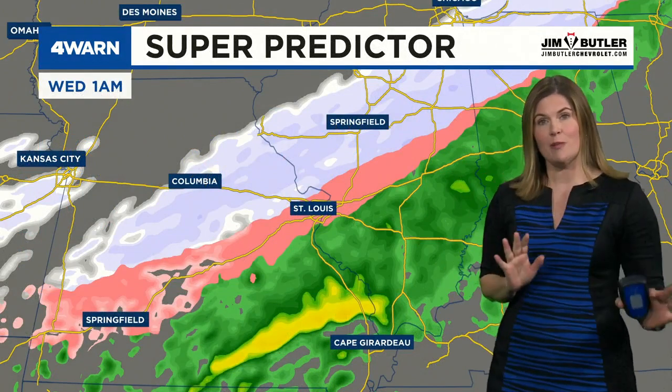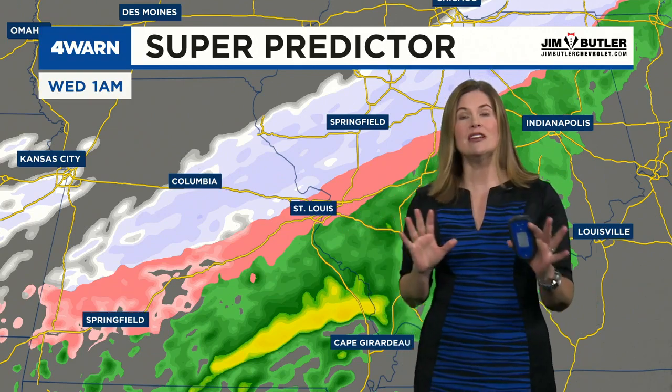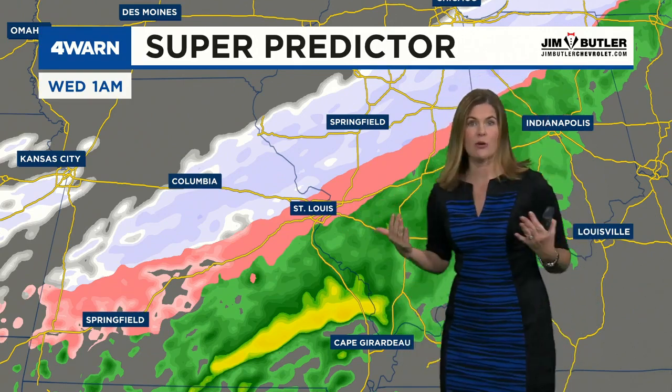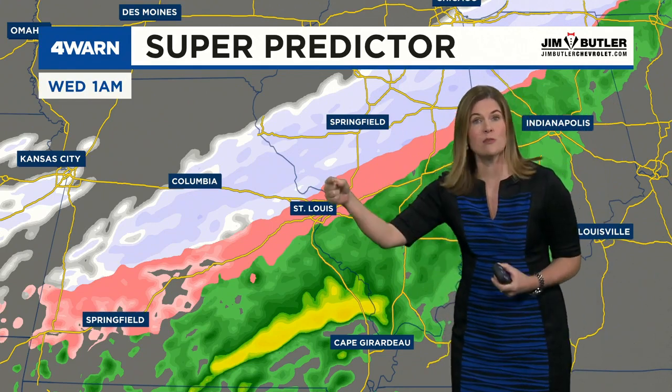Okay, as promised, let's talk about this winter storm. I'm going to show you two different computer models. Know that there's lots more, but I just want to give you an idea of how different they are, okay? So here's one example starting at 1 a.m. Wednesday morning, so just after midnight Tuesday night.